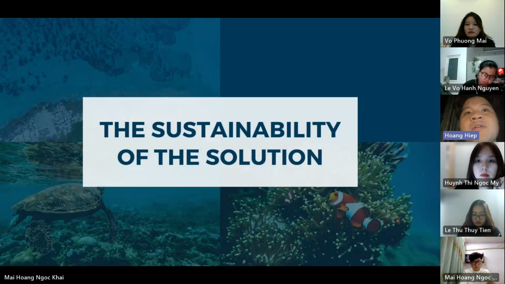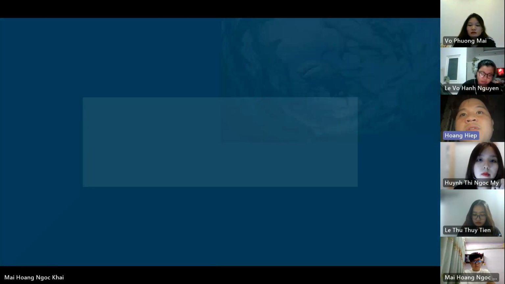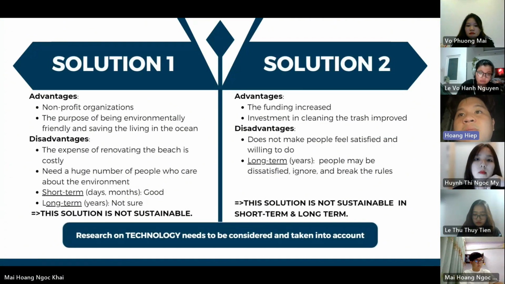For the first solution, the advantages are the non-profit organization, the collectivity of people, the good purpose of volunteering activity, the cooperation of people to clean the beach, and the purpose of being environmentally friendly and saving the living things in the ocean. The disadvantage is that inspiring people to conduct the campaigns is not easy. They are not motivated because of a lot of exposure to the public. The cost of renovating the beach is very expensive, so we need a huge number of people who care about the environment, especially beach environment protection.